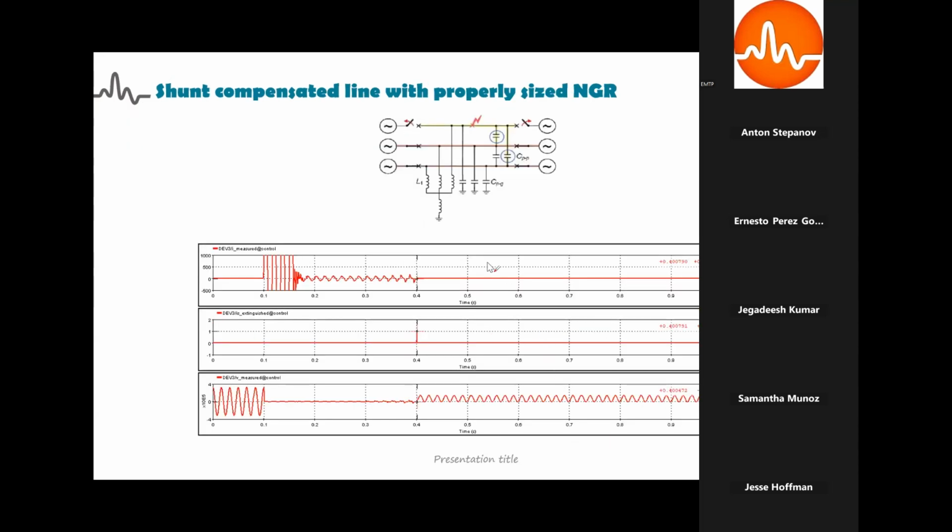Whereas in the second scenario, where we have introduced this neutral grounding reactor, this helps to neutralize the capacitive current from the adjacent phases and helps to neutralize the arc. The arc quenches fast, and we will be able to see the recovery voltage in the phase, and we can reclose the corresponding phase.